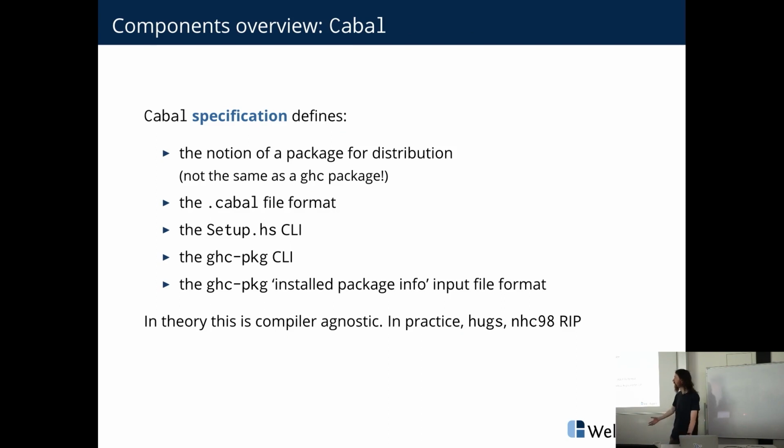Whereas with Cabal, there's two parts to Cabal. There's the spec and the implementation. The Cabal specification defines another notion of a package, which is a unit of distribution of code. So that's obviously not the same as a GHC package, which is just a single library and it's already built and installed. The Cabal spec defines the .cabal file format, and it specifies the command line interface to setup.hs.